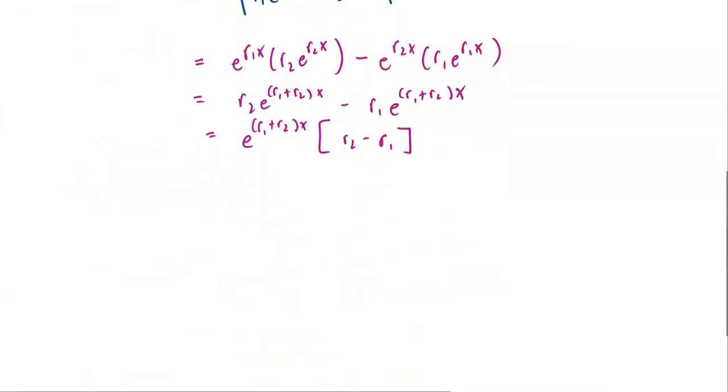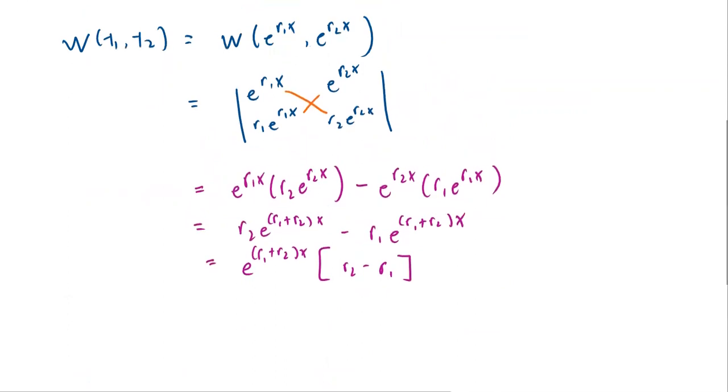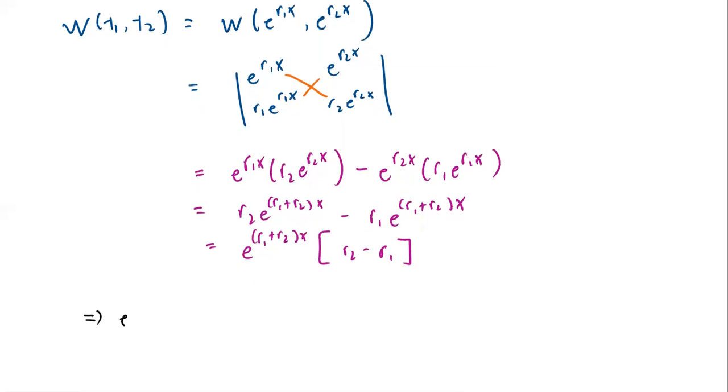Why is that important to us? Well, if we set this Wronskian equal to 0, so we have e to the (R1 plus R2)x times (R2 minus R1). And let's see if there are any solutions. Are there any x values that make this equal to 0?